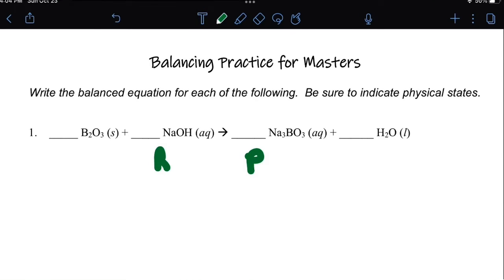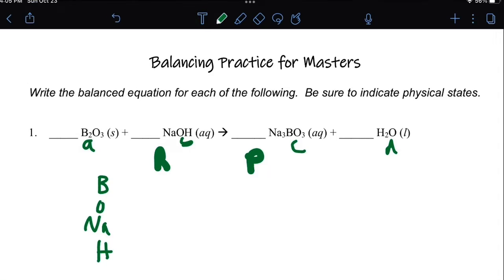So the way we do this is we write out reactants and products, R and P, and you write down the elements that appear on both the reactant side and the product side. So here it's B, O, Na, and H. Then you assign variables to each of the parts of the problem. So here it's A, B, C, and D for where these spaces are, and those are the spaces that we're trying to fill in.